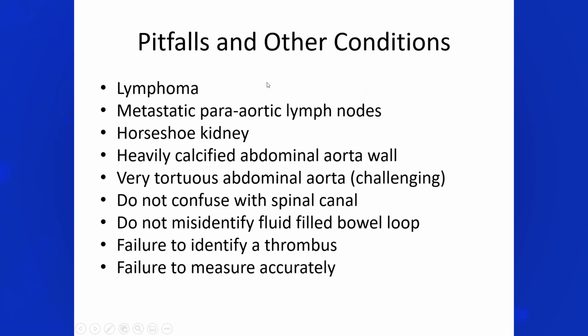Other things to consider: lymphoma could be there, para-aortic lymph nodes, horseshoe kidney, as I just mentioned, tortuous abdominal aorta to be aware of, and failure to identify thrombus, and then failure to measure correctly.